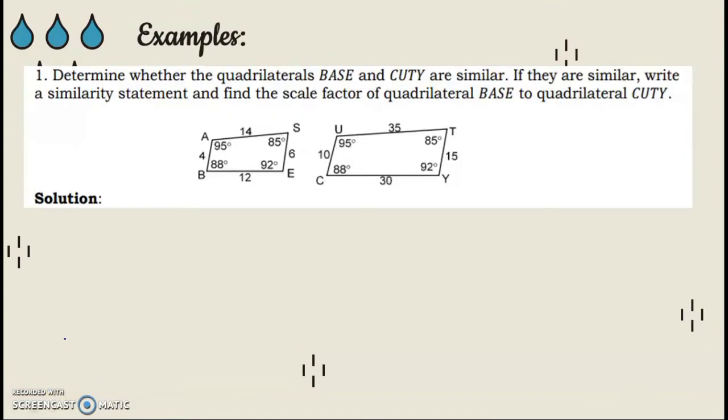Okay. So, example. We are going to determine if the quadrilaterals BASE and CUTY are similar. If they are similar, write a similarity statement and find the scale factor of the quadrilaterals. Di ba? Ang polygon ay similar kapag ang corresponding angles are congruent, corresponding sides are proportional. Yun lang naman yung dalawang basehan. So, paano natin isosolve yan?